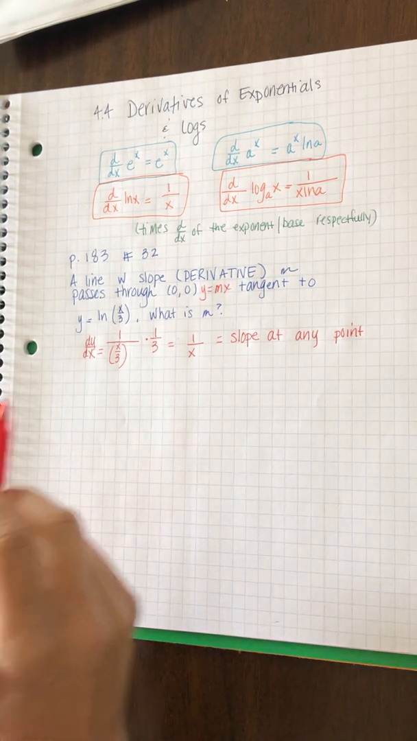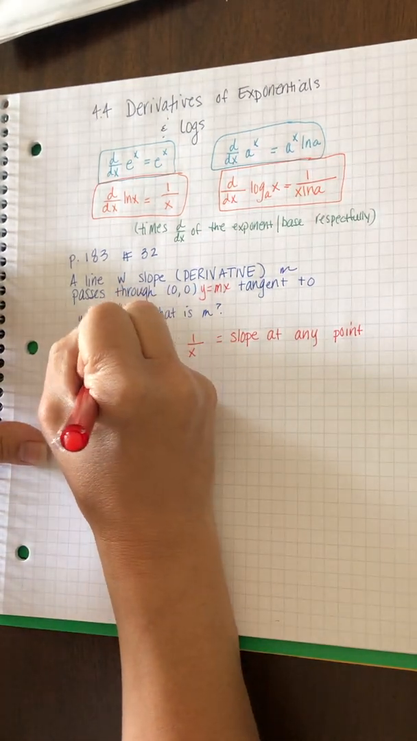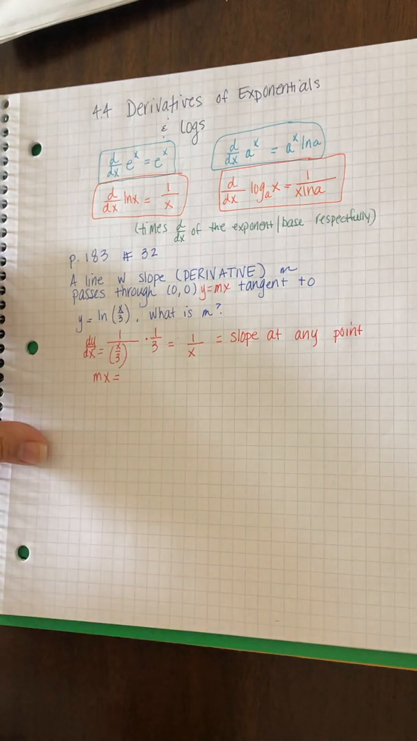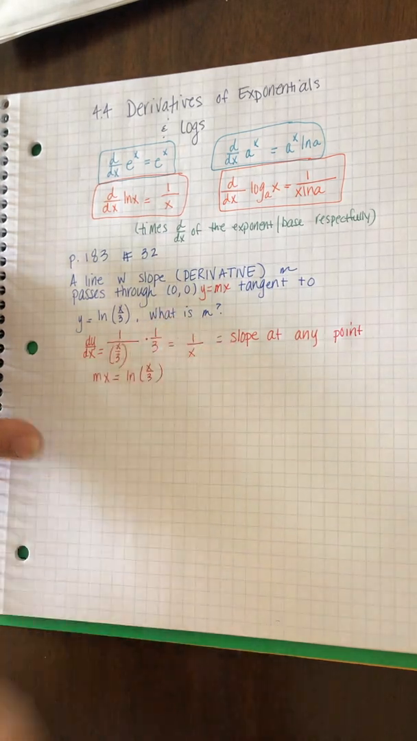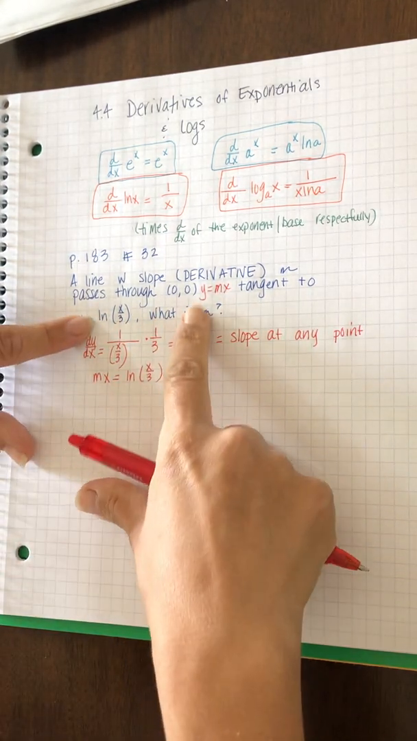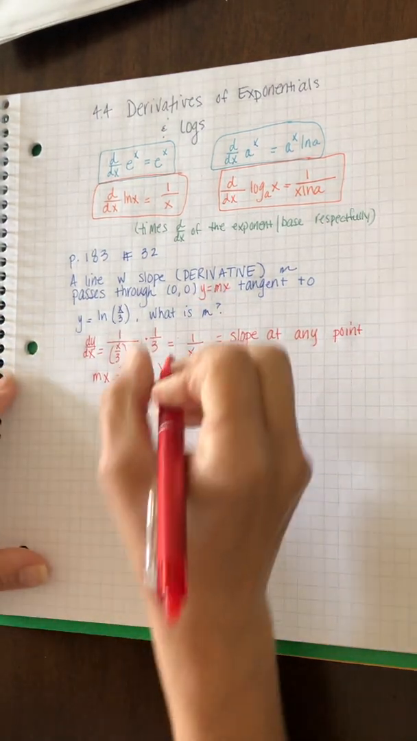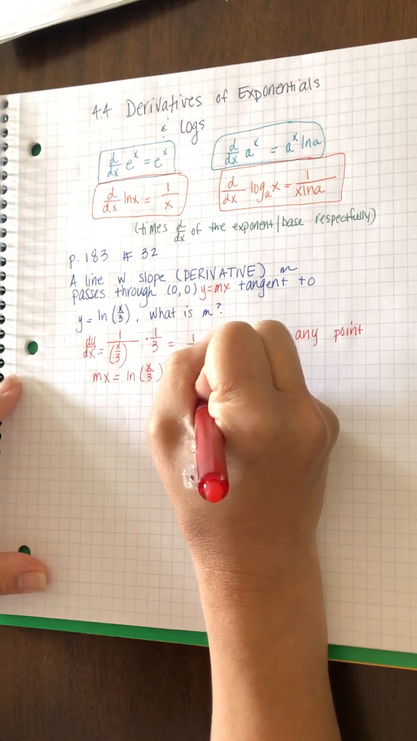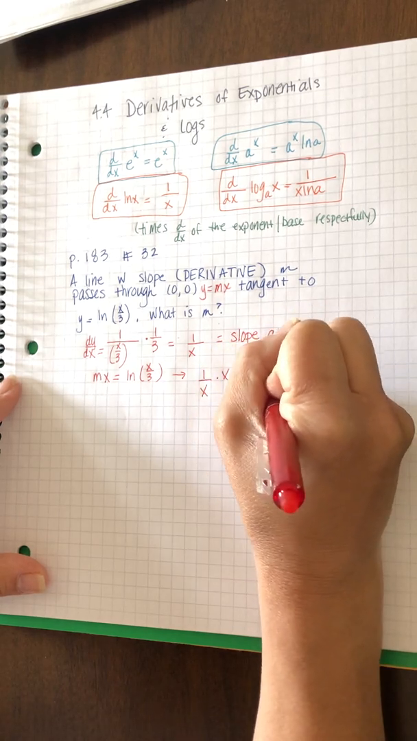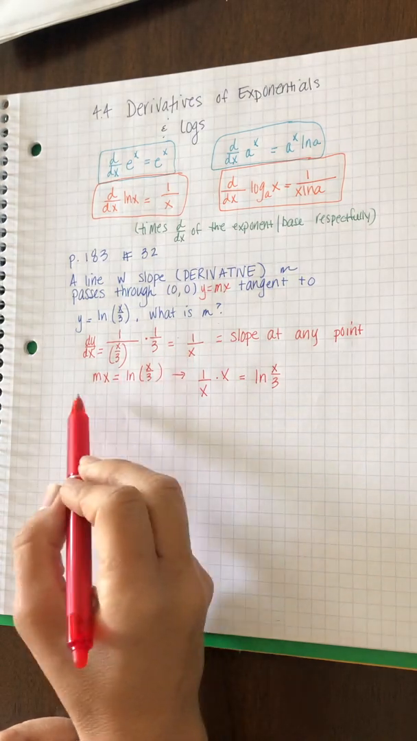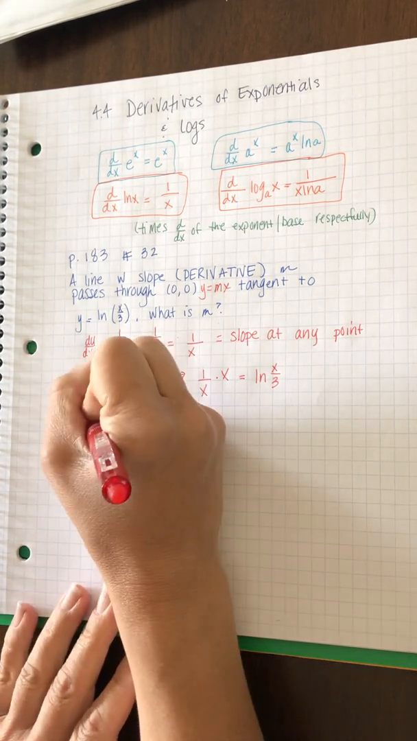Okay, so y equals mx. So my mx is going to equal my y, which is the natural log of x over 3. Y equals mx. Y is the natural log of x over 3. Mx, but I know m. M is 1 over x. So 1 over x times x, which is the generic variable, is 1.